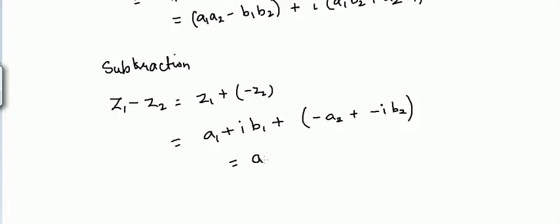Now let's move on to subtraction. Subtraction is just the addition of, so Z1 minus Z2 is just Z1 plus (minus Z2). Minus Z2 is nothing but minus A2 plus minus iB2. So subtraction can be done, and in fact it comes out to be (A1 minus A2) plus i into (B1 minus B2). Now let's come to division.